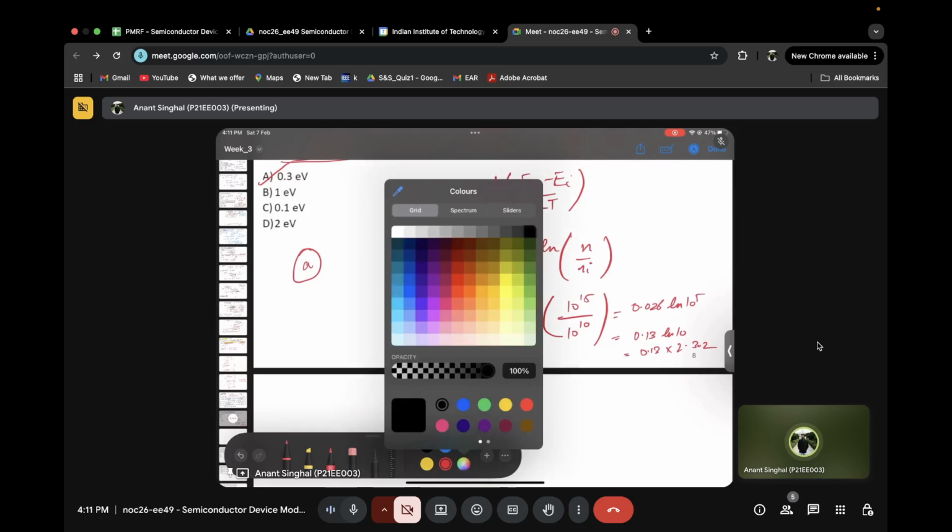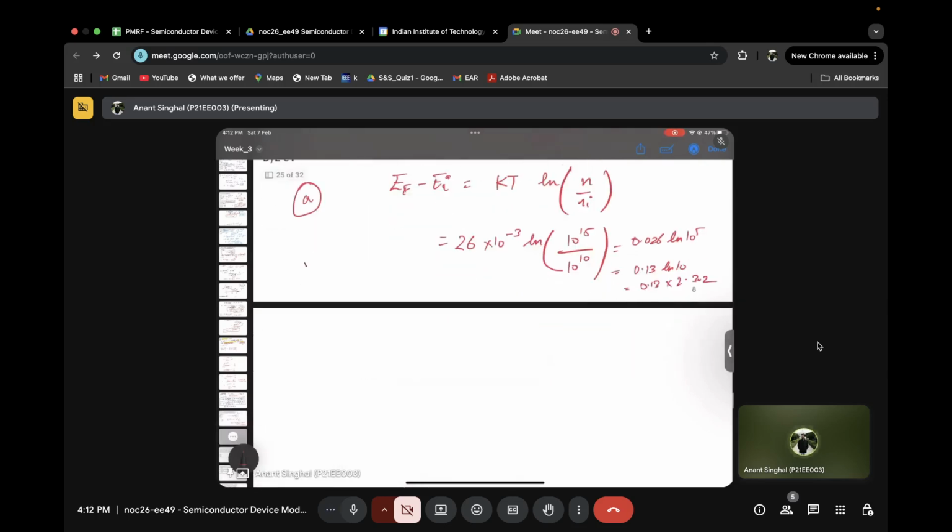So let's cover one more concept quickly and then we can wrap up the class. We have just seen that we have n, which is Nc exponential of minus (Ec minus Ef) over kT. We have p, which is Nv exponential of (Ef minus Ev) over kT.